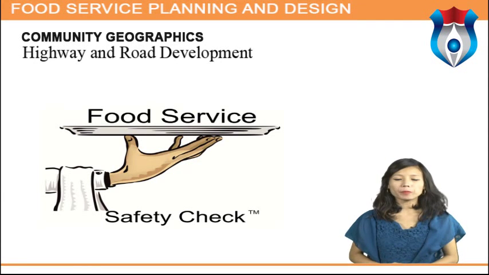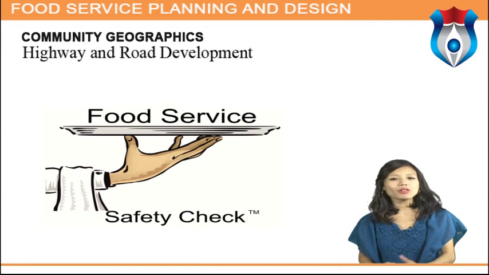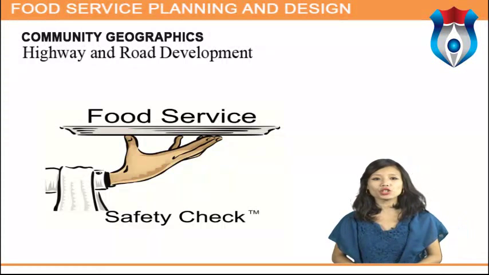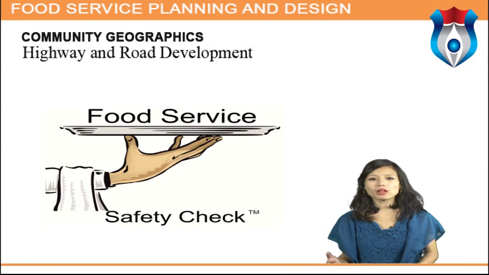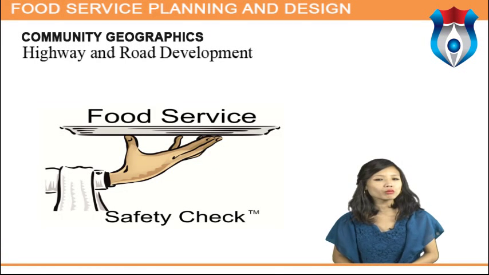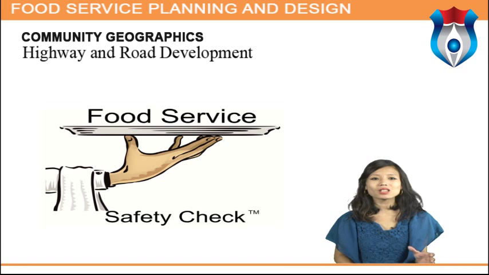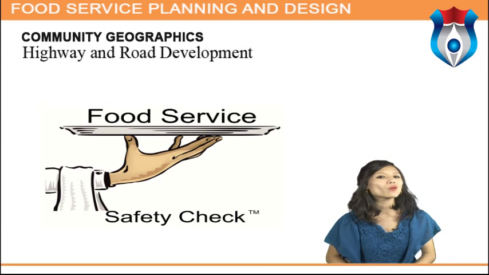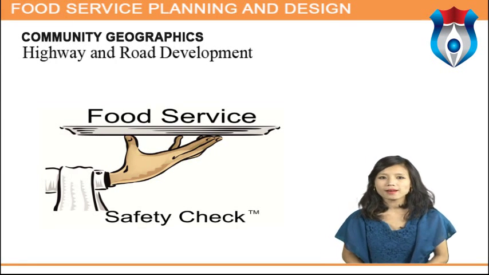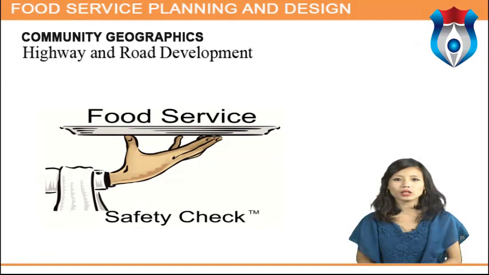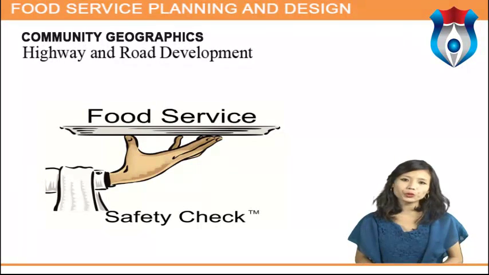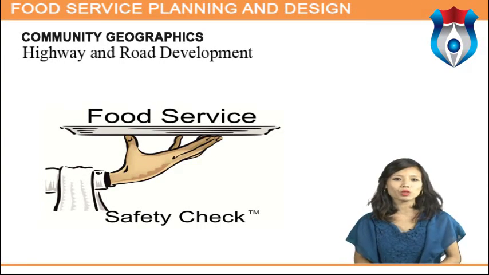Highway and road development. In surveying the community and the exact neighborhood where the food service operation may be located, map out roads that are under construction and those that will soon be under construction. Find out the community's plans for road repairs and see what development is planned. Also note where one-way streets, stop signs, reduced speed limits, and traffic lights are located. People will avoid food service operations that they find difficult to get to. Food service operations located on two-way streets have higher sales than those located on one-way streets.